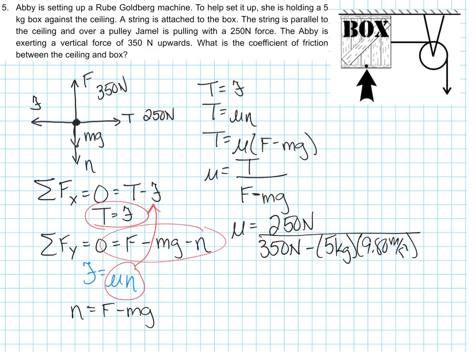And when I do that, I get that the coefficient of friction is equal to 0.831. And since it's a coefficient of friction, there's no units on it.